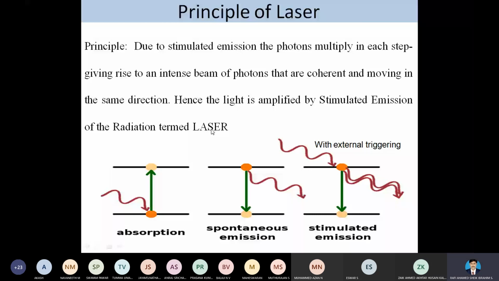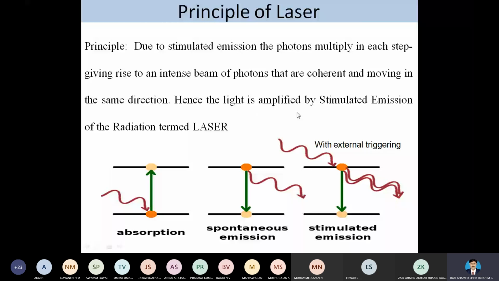See that term here: light is amplified. We are making the light to be amplified. How are we making the light to be amplified? Amplification is nothing but a change. We are passing one radiation as an input. When it strikes the medium, it will be converted into another. That is called amplification.